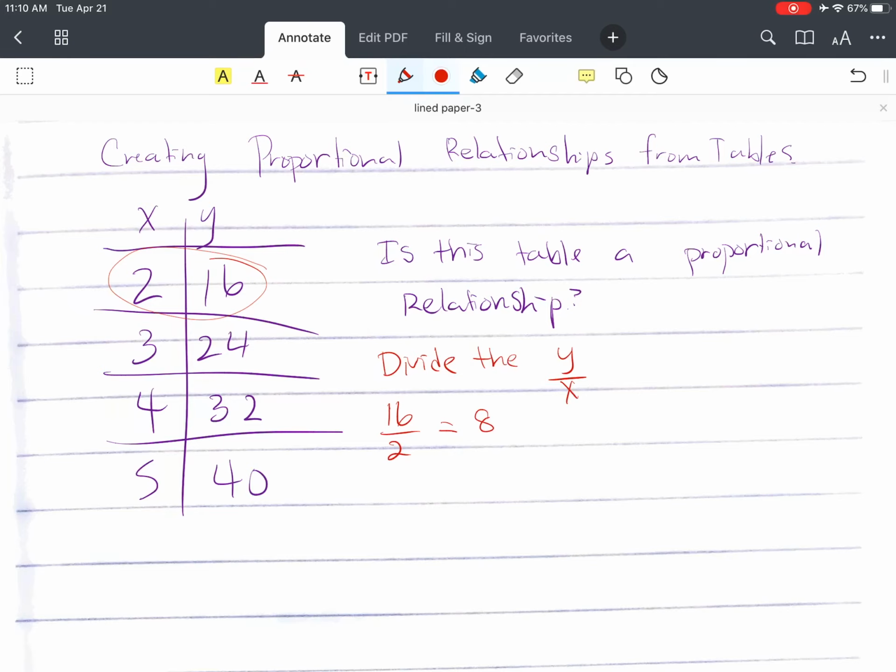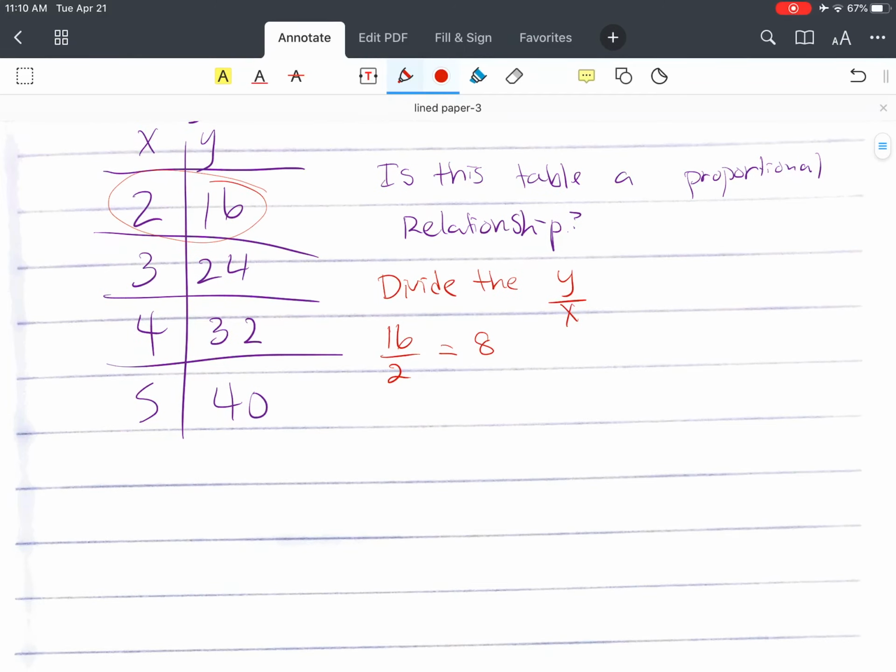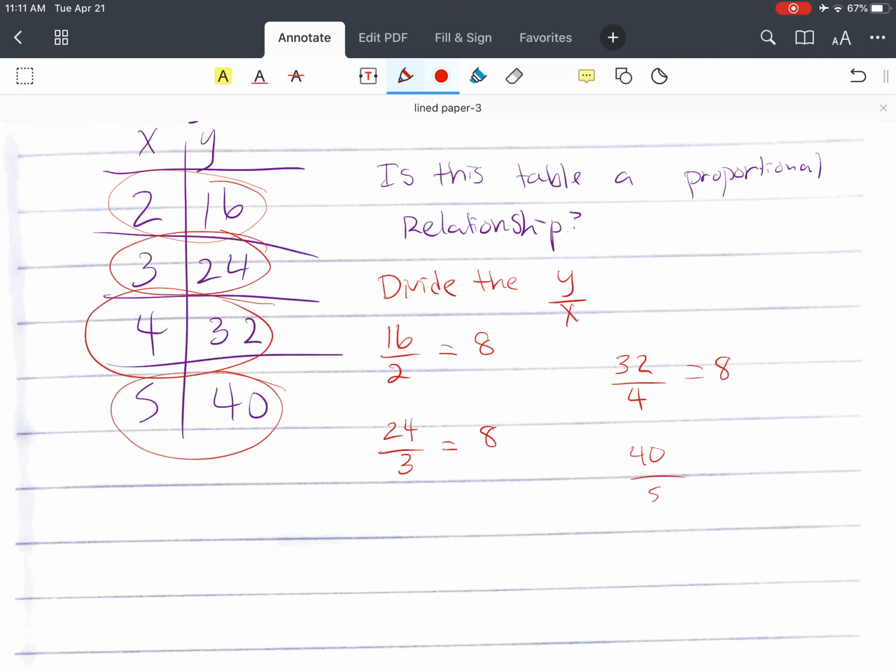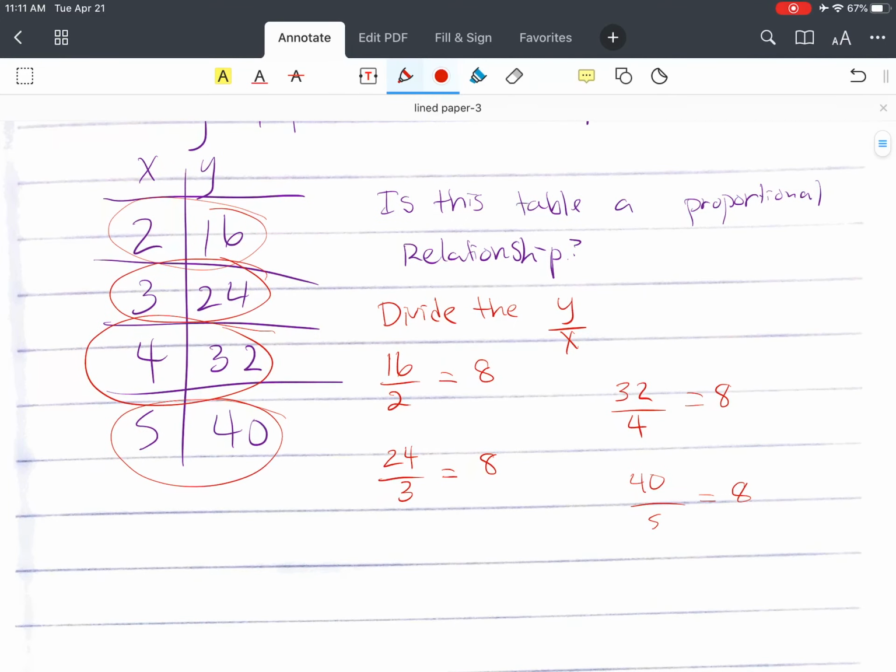16 divided by 2 is 8. You do the next. 24 and 3. 24 divided by 3 is 8. You do this for the ones you have, just to be sure. 32 divided by 4 is 8. And then last but not least, 40 divided by 5 is 8.